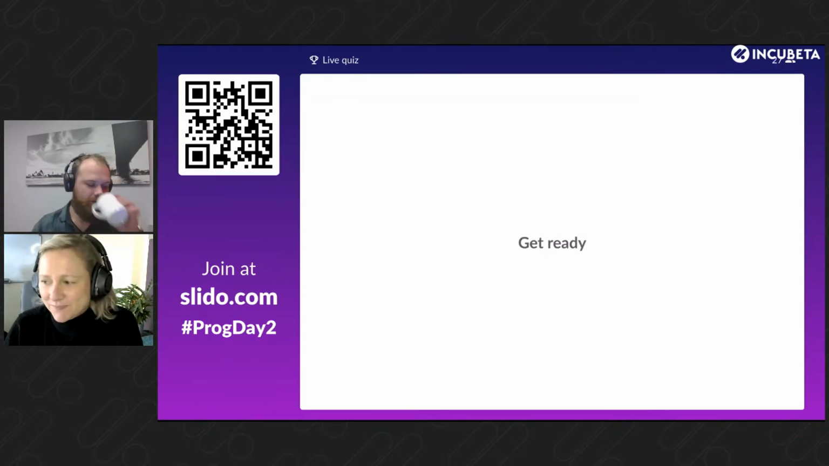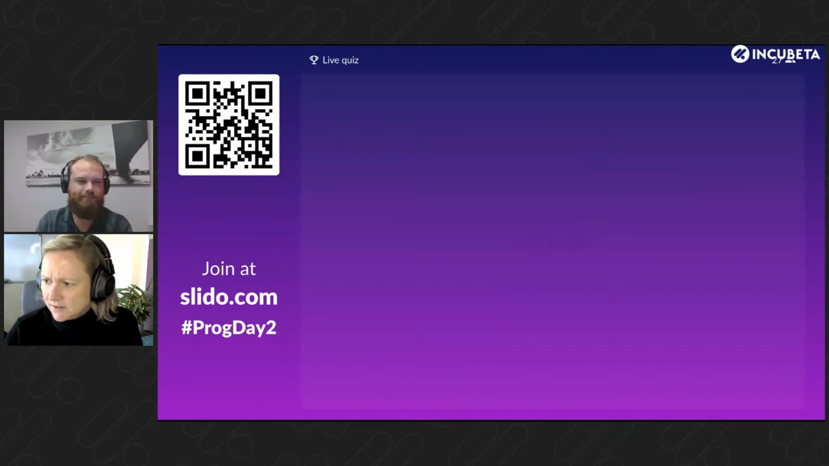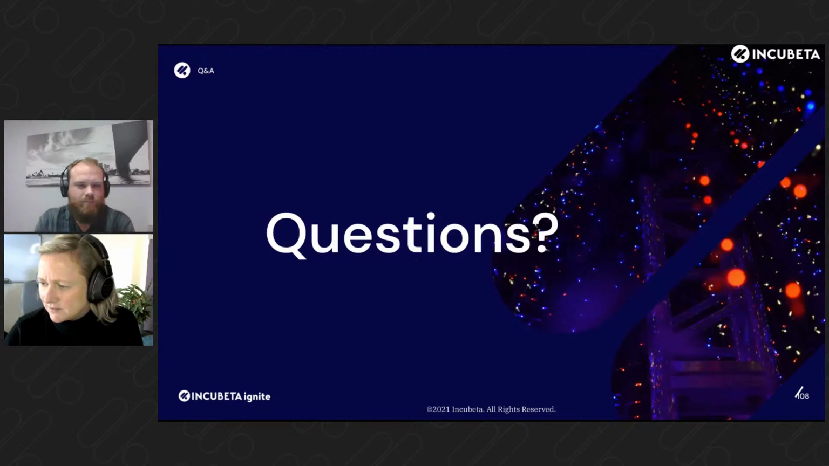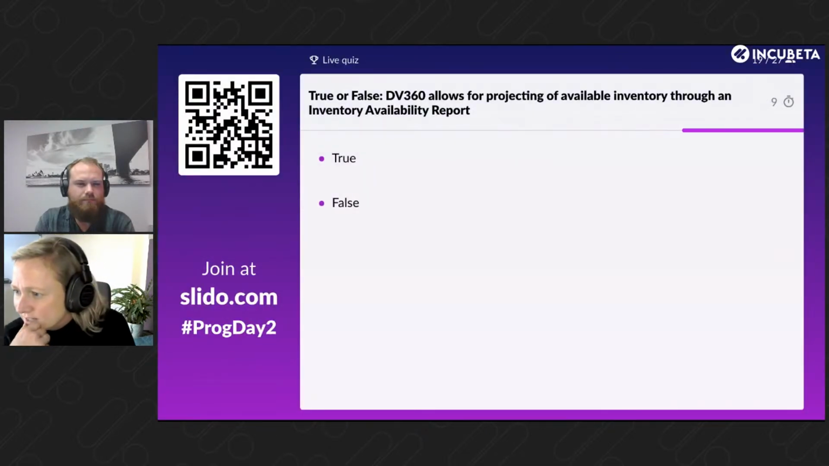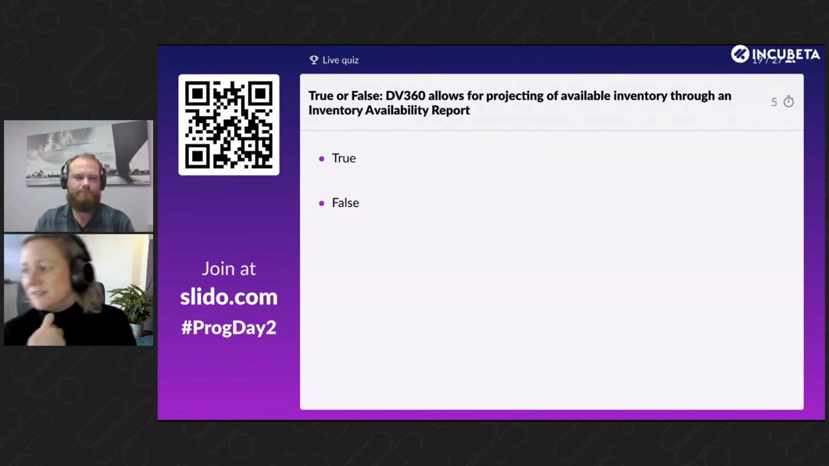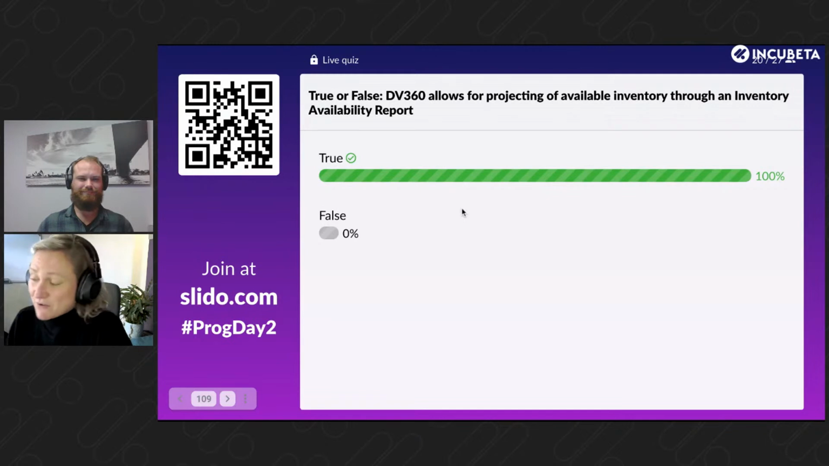27 people in. Let's see. True or false? Did that skip one, I think? No. True or false, DV360 allows for projecting of available inventory through an inventory availability report. And 2, 1. True or false? The answer is true, and everyone got that right.